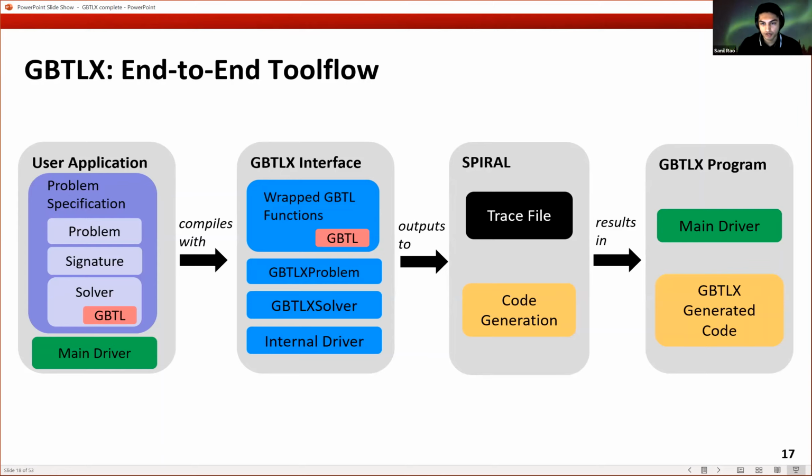So the remainder of this talk will now focus on the yellow code generation box, or how Spiral goes from trace file to high performance code. But at this point, I do want to ask if anyone has any questions about GBTLX and the software flow, you can ask them now.